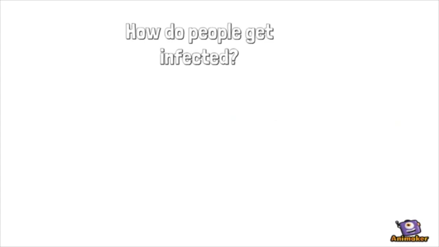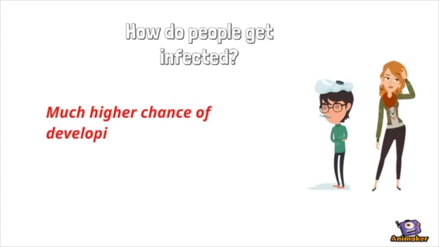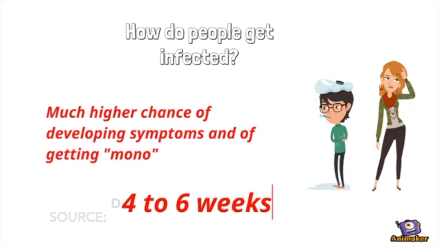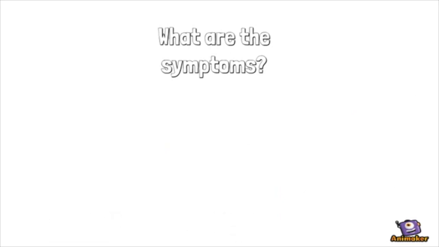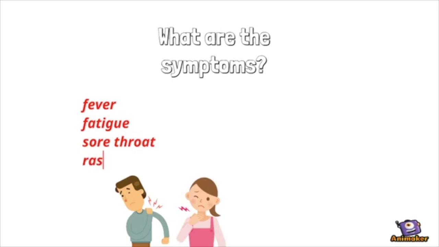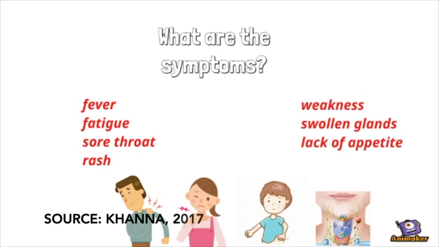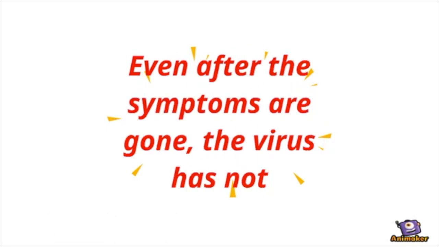Those who are infected in the later years of their lives have much higher chances of developing symptoms and of getting mononucleosis, which can take 4 to 6 weeks to even appear. Some of the most common symptoms of EBV are common to those of the flu and include fever, fatigue, sore throat, rash, weakness, swollen glands, and lack of appetite. And even after the symptoms are gone, the virus has not.